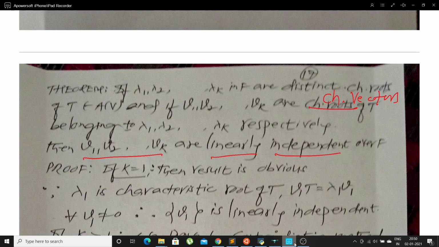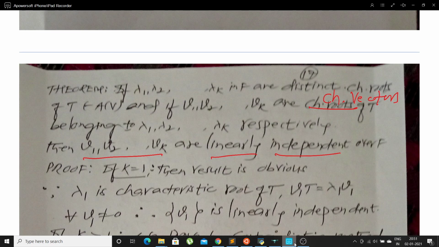Okay, we need scalars alpha 1, alpha 2 and so on up to alpha k such that the linear combination of the vectors, that means alpha 1 v1, alpha 2 v2 and so on up to alpha k vk, equals 0. If all the scalar values are 0, then the vectors are said to be linearly independent. If at least one scalar is not equal to 0, then the vectors are linearly dependent.